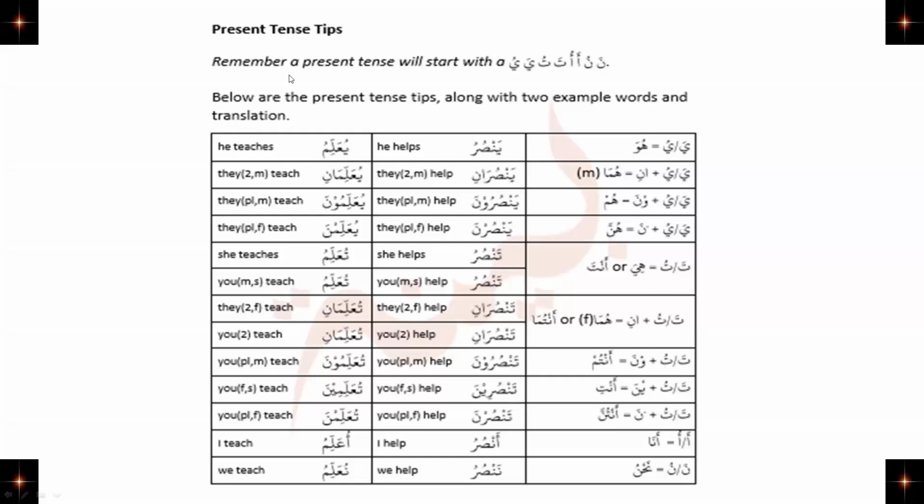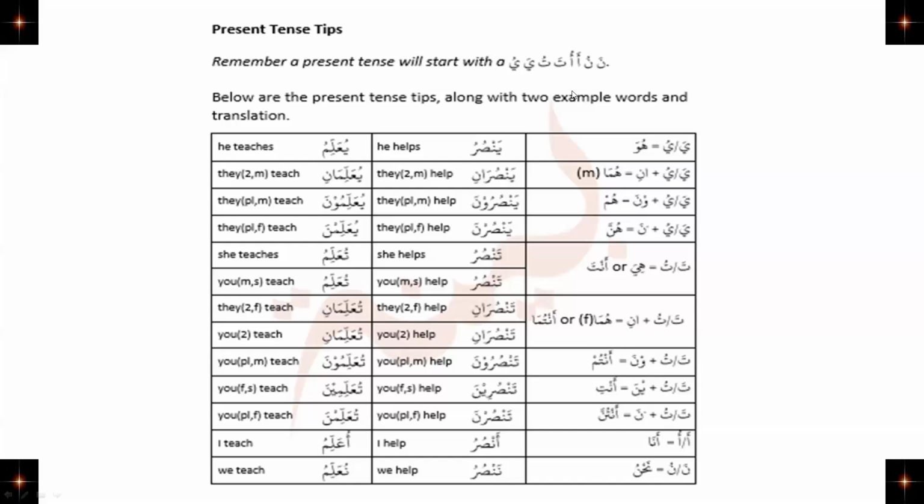Remember that the present tense will always start with either na or nu, a or u, ta or tu, ya or yu. So it is nun, ya, ta. But sometimes they can take fatha, sometimes they can take damma. This depends on the family of the fi'l. This is part of sarf, it's not part of nahw. In sarf we have the taf'ilat, where we say the fi'l belongs to a particular family of fi'ls.